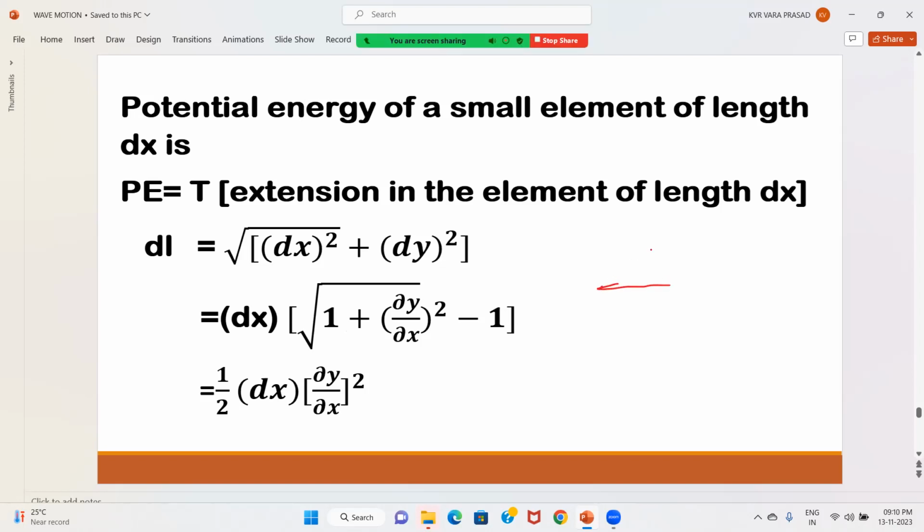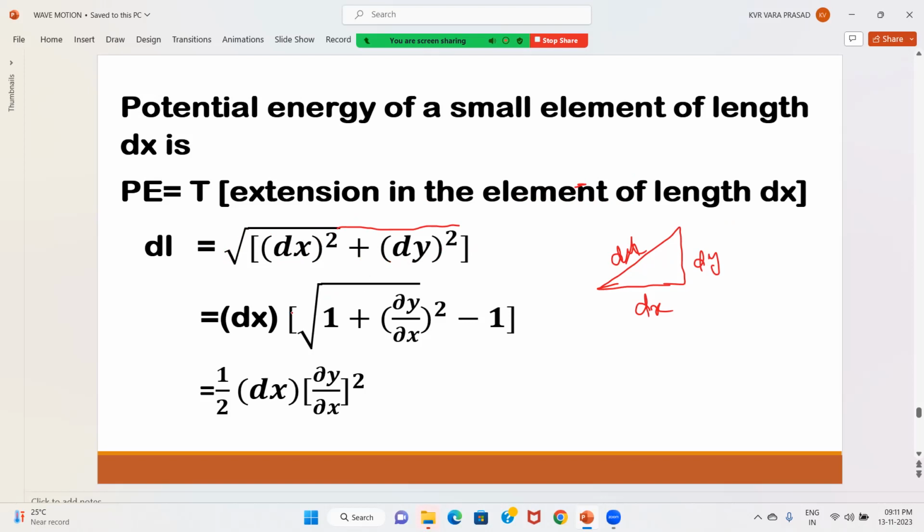So I'm drawing the diagram once again here. Its original length is equal to dx. The present length is, sorry, it is dl. Let us take this as dy. Then we can write dl equal to the square root of the square of dx plus the square of dy.